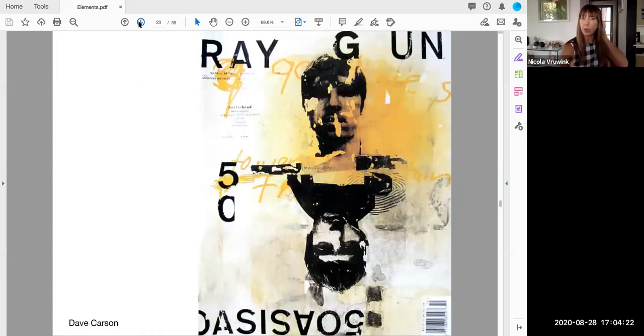Another one by Dave Carson for Oasis and Ray Gun magazine. So you get these really wonderful textures being used throughout this, which gives it a much less digital sensibility. It feels like this has been worn. It's been put out in the sun or run over by a bike. And he definitely did that. He's a very Southern California skater, surfer, punk rock guy.